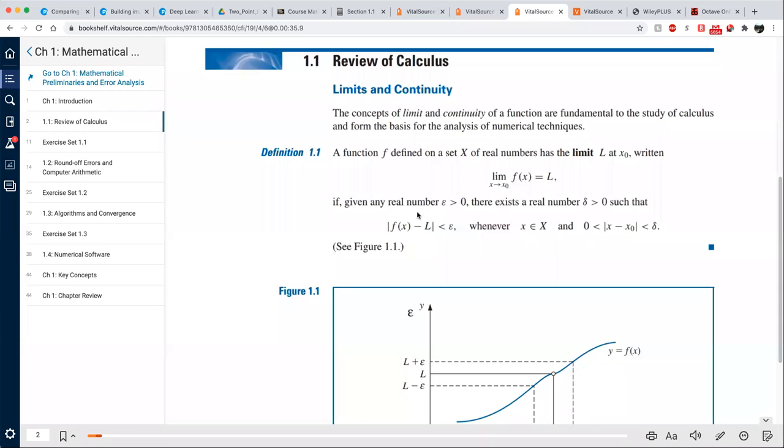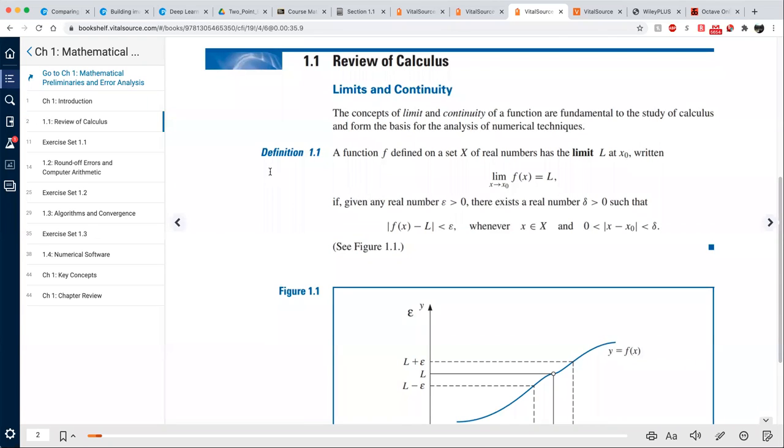All right, in this video, I'm going to cover chapter 1 briefly. I'm going to go over the mathematical background, basic mathematical theories we're going to use to prove theorems and develop the algorithm from chapter 2. So in section 1.1, chapter 1 introduces the review of the calculus.